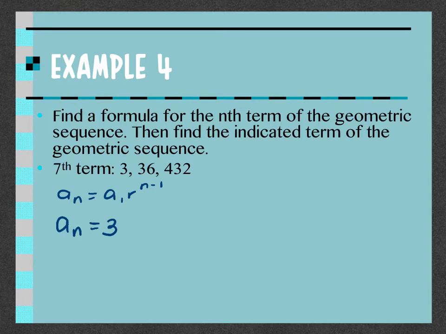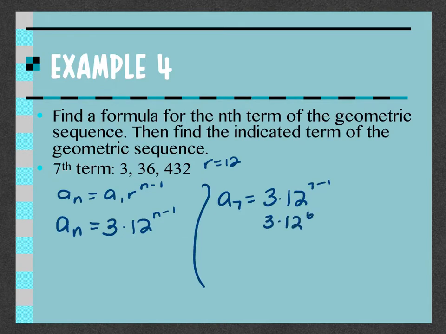36 divided by 3, and then 432 divided by 36, those would both be 12. That's my nth term, right? Now I need the 7th term. So 3 times 12 to the 7 minus 1. And again, do not multiply the 3 and the 12 first and then raise it to the 6. You're raising the 12 to the 6 and then multiplying it times the 3.